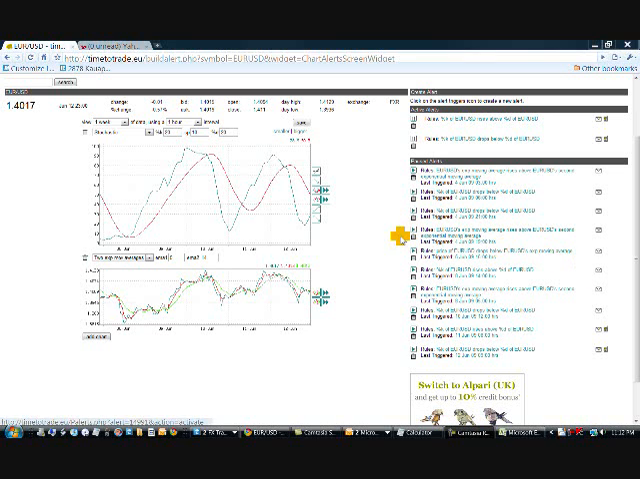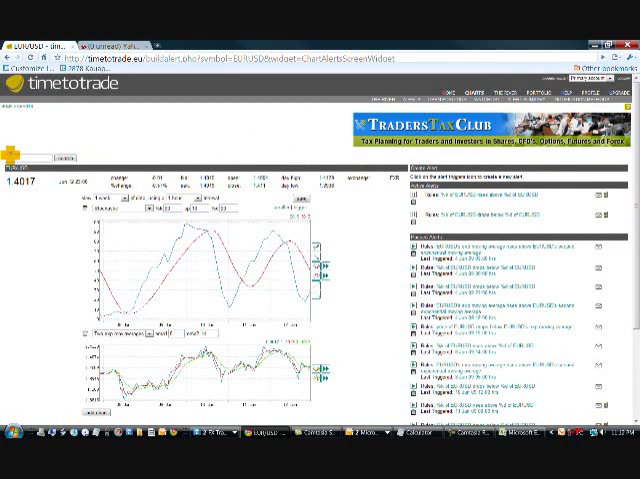Okay, this is just a real quick breakdown of how to use Time to Trade. So you would go to timetotrade.eu, log in, and type in EUR/USD here. You'd pull up the chart.